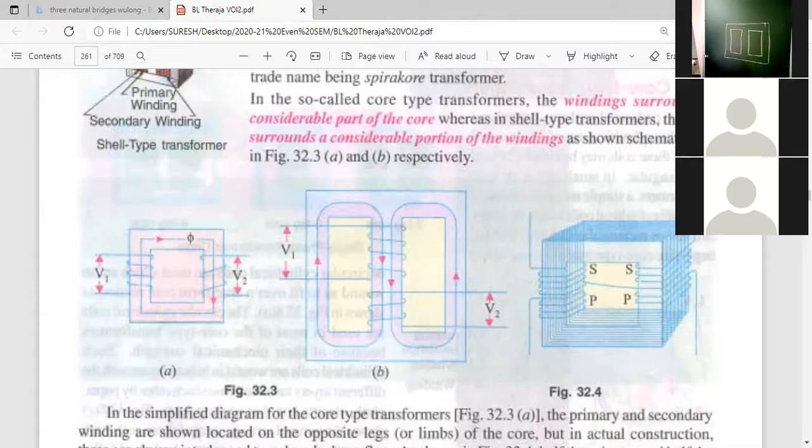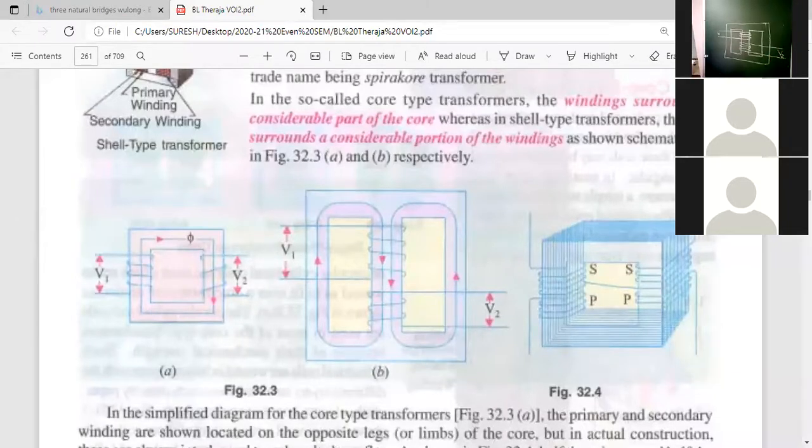Draw this. First I am drawing the primary coil. This is V1, primary winding. Now I will draw the secondary winding. This is the circuit diagram.